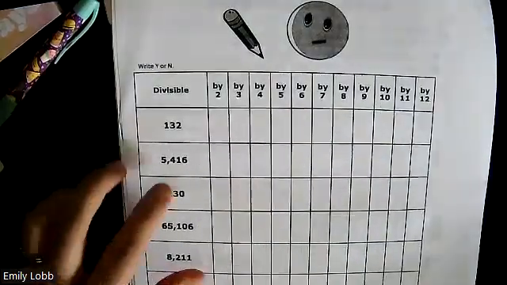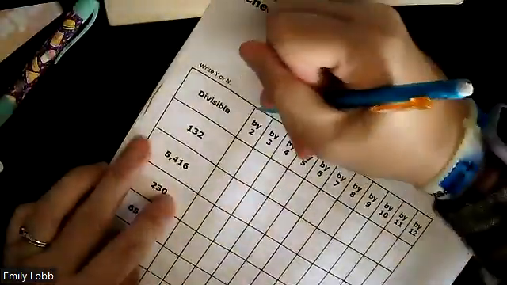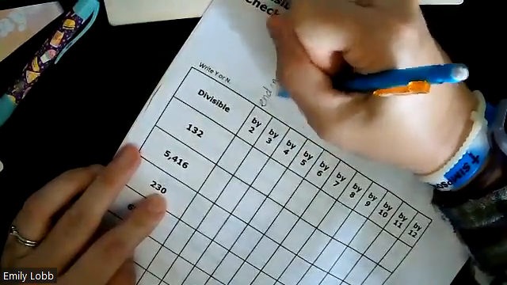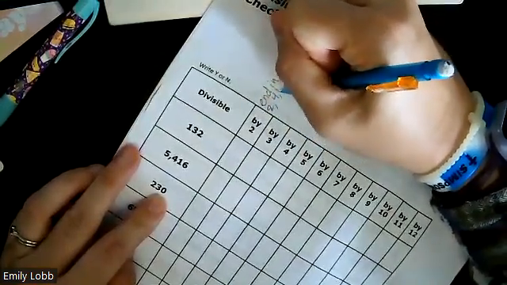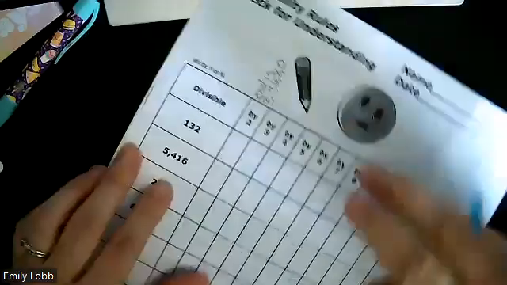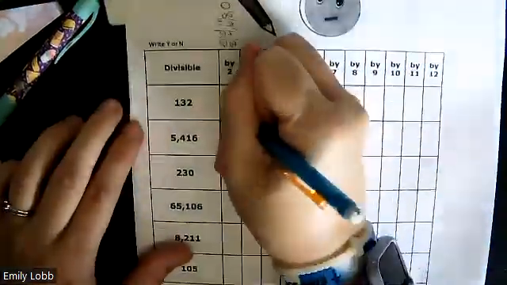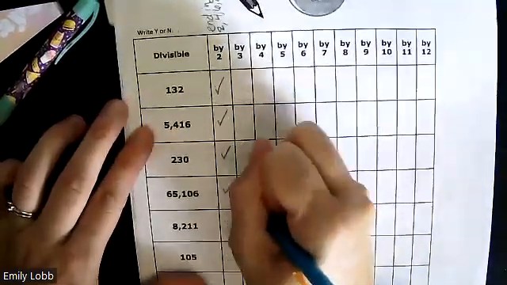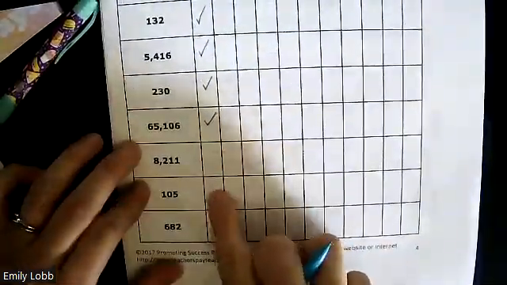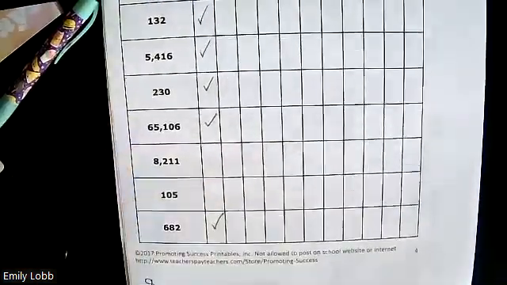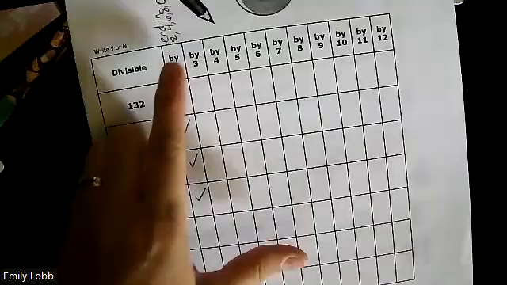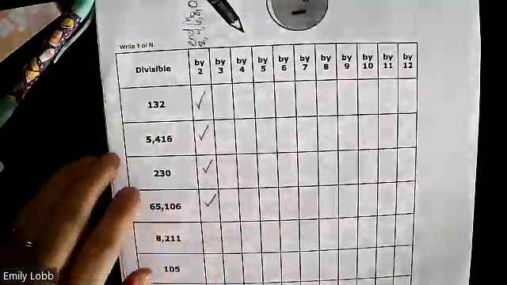So what I would do for these is I would go one by one. I would say, does it end in 2, 4, 6, 8, or 0? And I would say yes, yes, yes, yes, no, no, yes. It is that simple. Now this next one though, I have to find the sum of my digits.